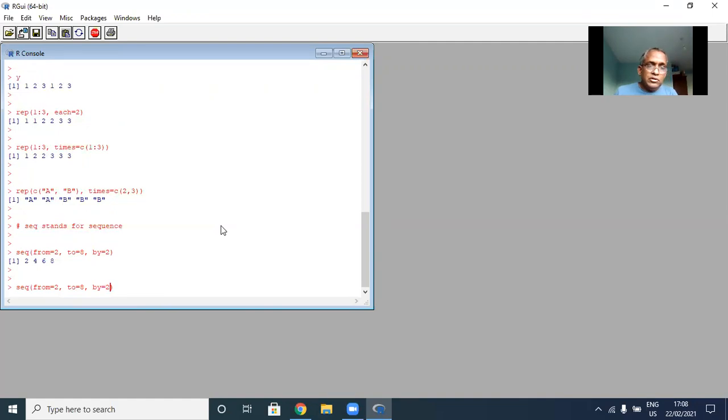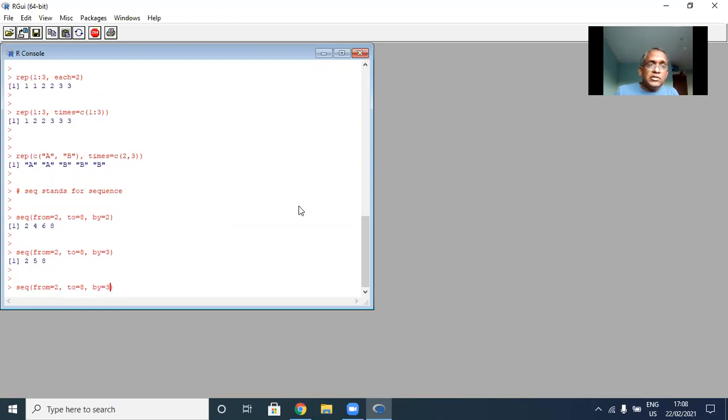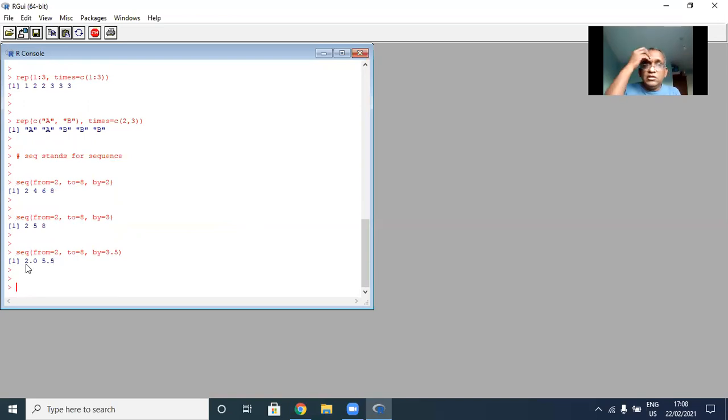Now, if you type by 3, then you get 2, 2 plus 3 is 5, 5 plus 3 is 8. Now, if you type 3.5, you only get these two numbers because 2 plus 3.5 is 5.5, and 5.5 plus 3.5 is 9, which is beyond this range. You see, we are only going from 2 to 8. So anything beyond this range will not be in the output, right?